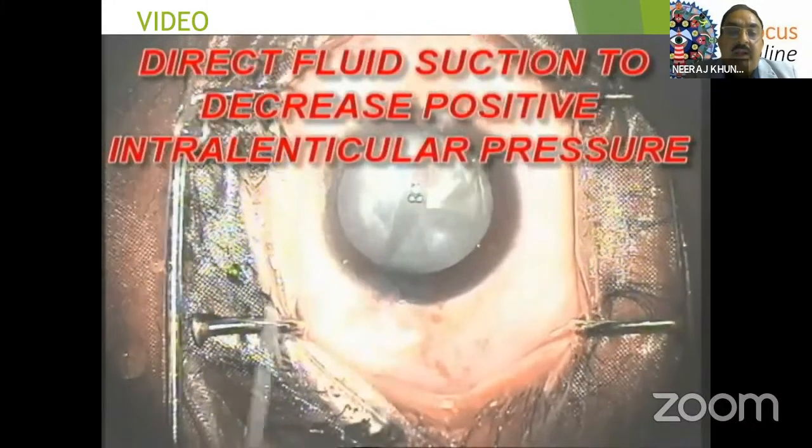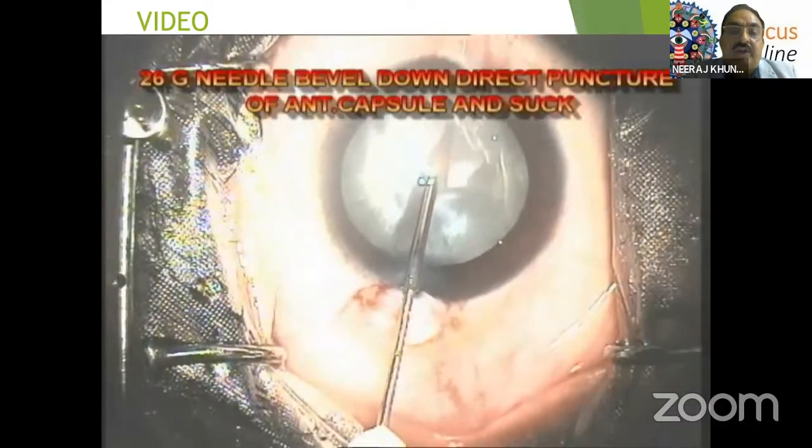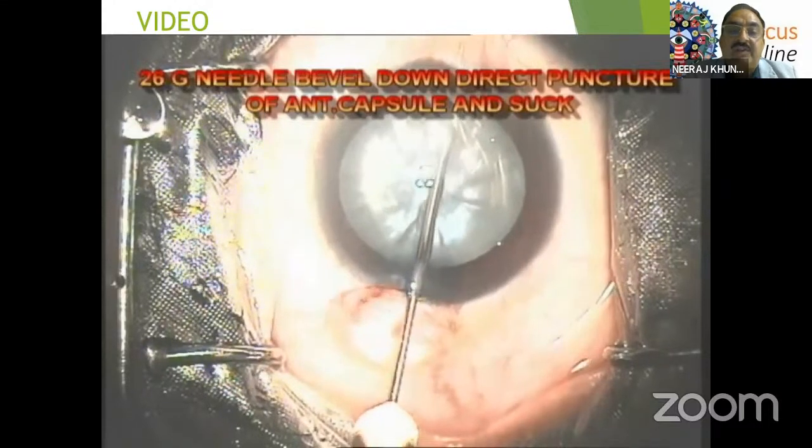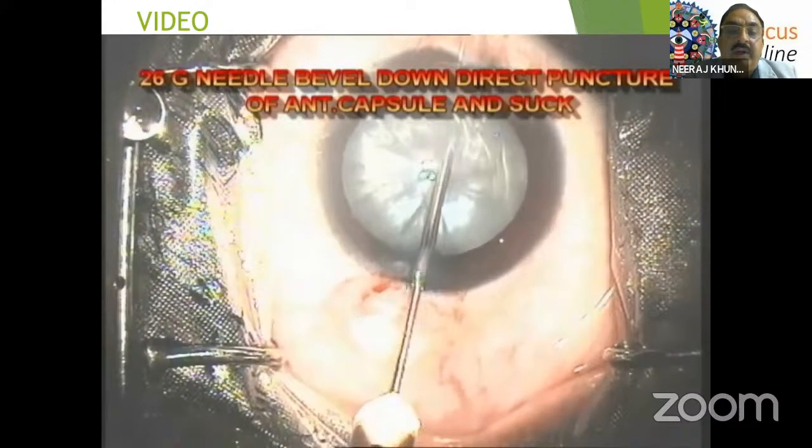And this is the direct fluid suction using the 26 gauge needle bent down, direct puncture of the anterior capsule and suck.